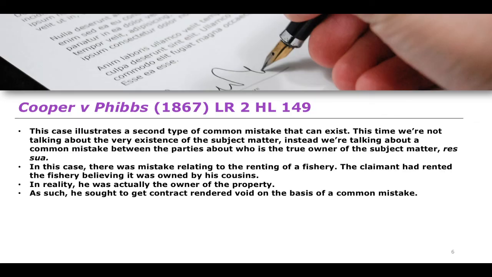And in reality, this is what happened. It got rendered void on the basis that there was this common mistake. Because you can't, of course, make a contract on the basis of there being a failure to know the true owner of a subject matter. If this happens and you are wrong about the true owner of the subject matter, then you can render a contract void on the basis of common mistake.